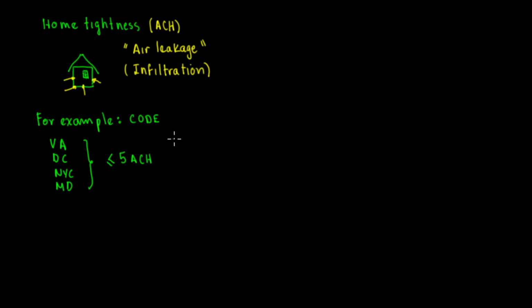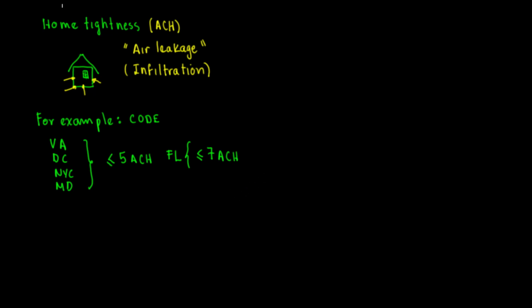Okay, and maybe another example, I would say Florida, FL. See, here you go. Virginia, DC, New York City, Maryland, less than 5 air changes per hour. And in Florida, for example, they allow it to have like 3 or 7 air changes per hour. Okay, so that tells me how leaky your house is. You can have average, you can have very leaky, you have very tight.